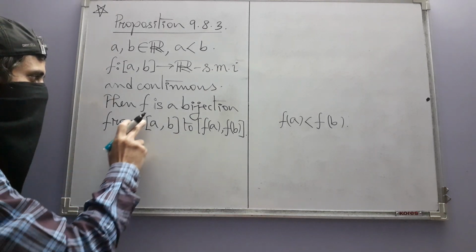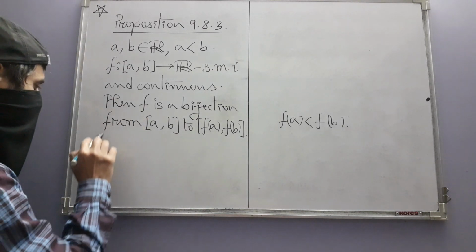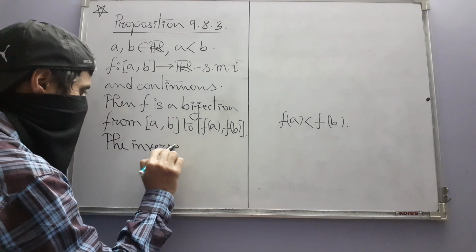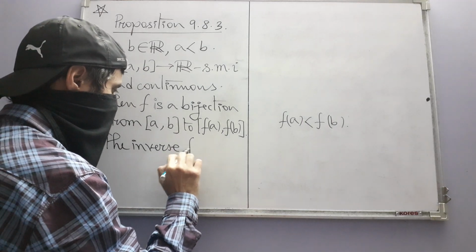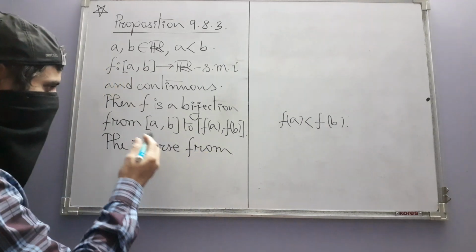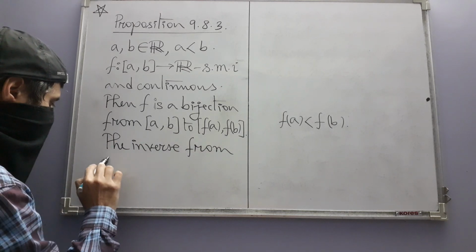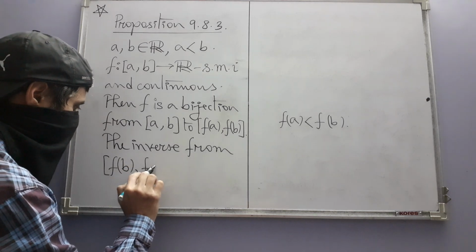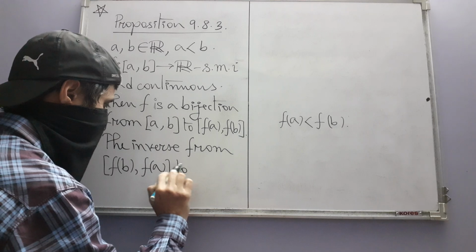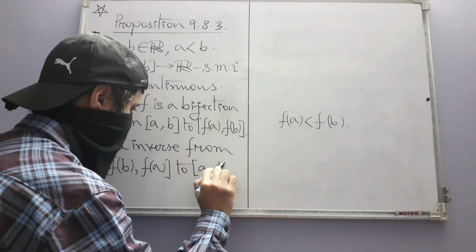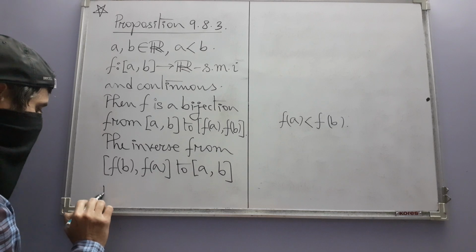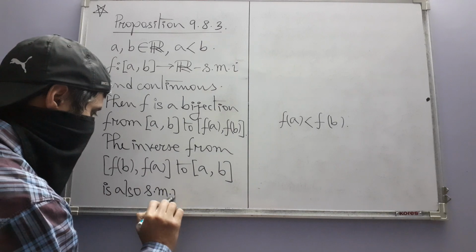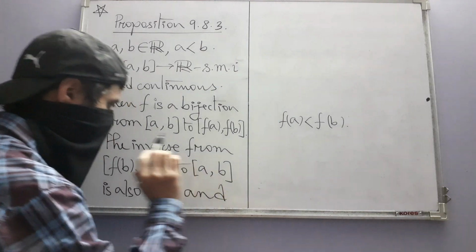Now, being a bijection, f will have an inverse. The inverse of f we are talking about, of course, the inverse from this to this, is also just like f, strictly monotonically increasing and continuous.